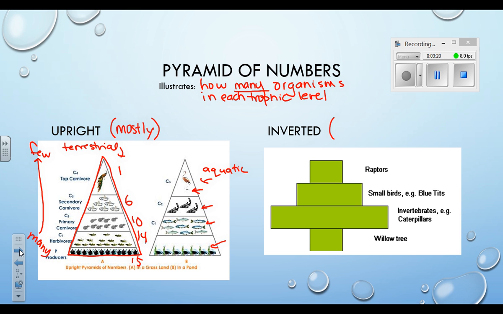The other type of pyramid of numbers you would see is what we call inverted. Now, inverted might not be the best word because inverted seems to sound like it's completely backwards. In an inverted pyramid, we usually mean one level is much smaller than the one above.